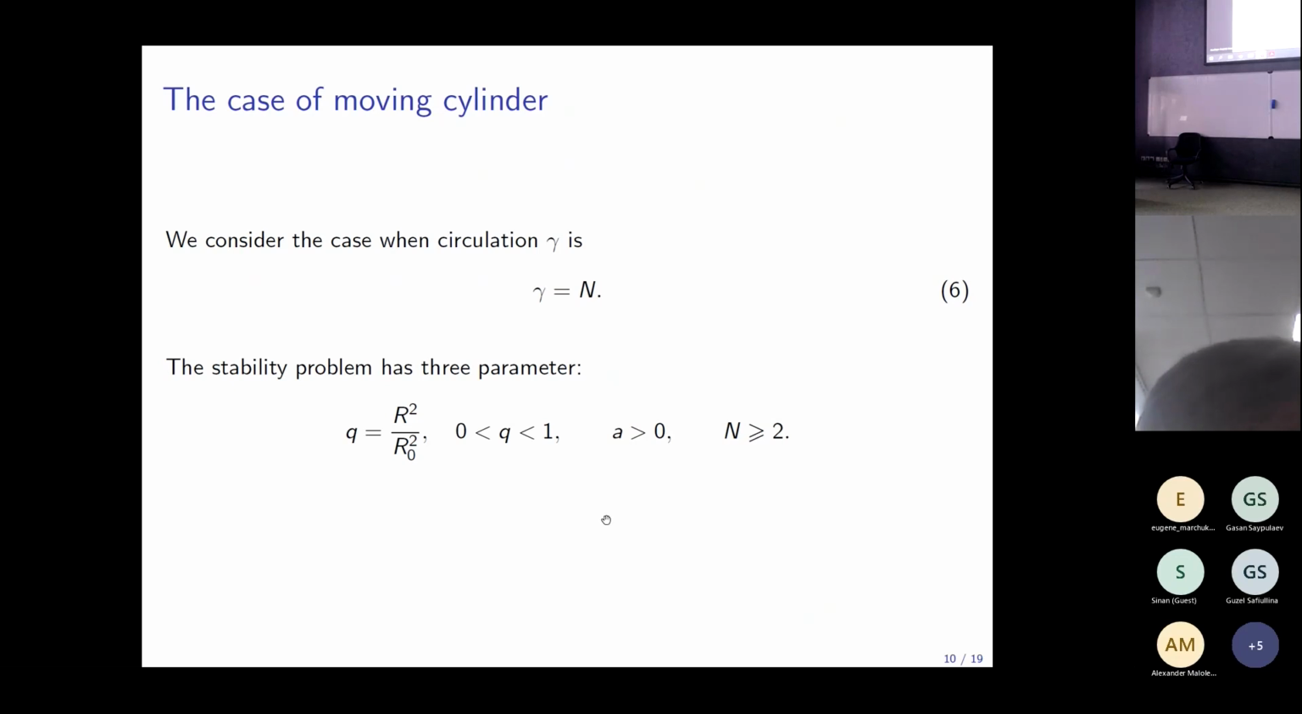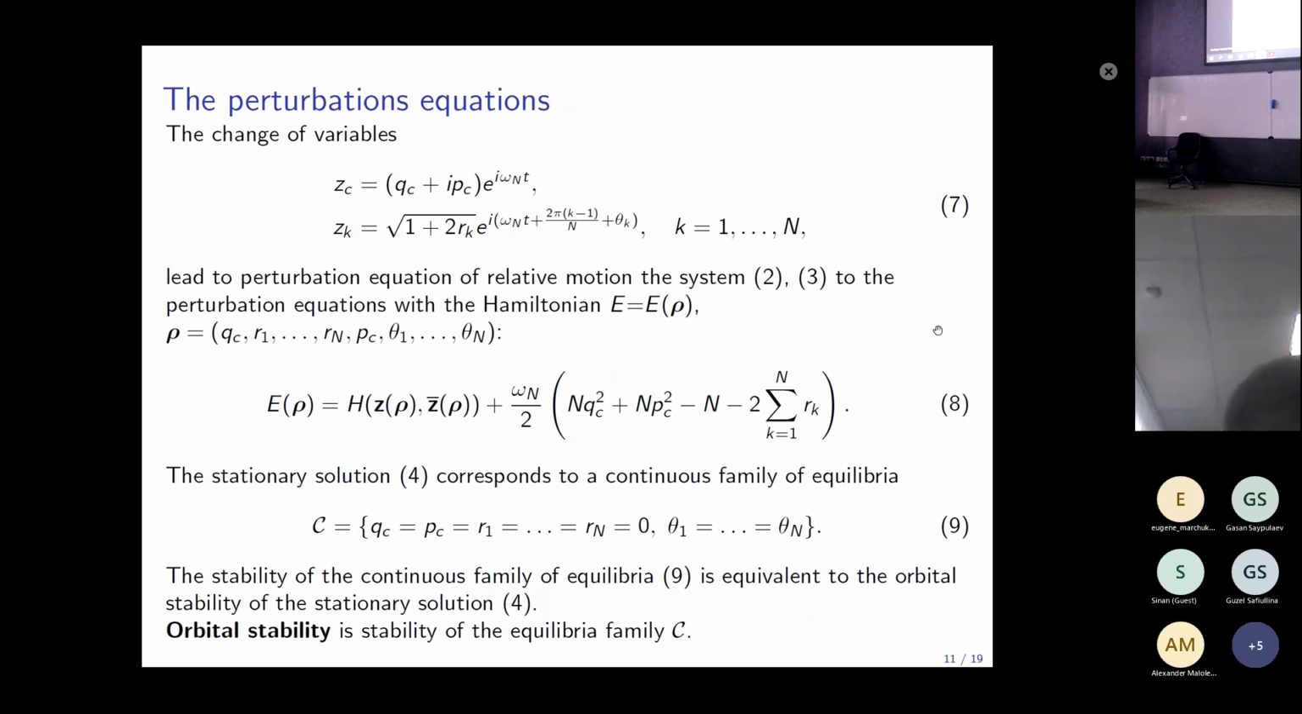We consider first the case when circulation gamma is equal to n. The stability problem has 3 parameters: Q, A, the added mass of the cylinder, and n. Next slide, please. The change of variables 7 leads to the perturbation equation of relative motion, the system 2-3, for a perturbation equation with the Hamiltonian E, given by formula 8.